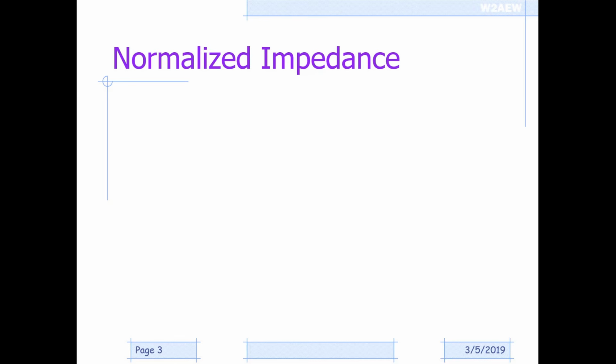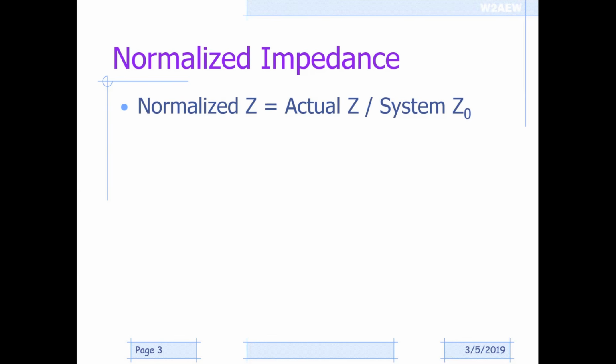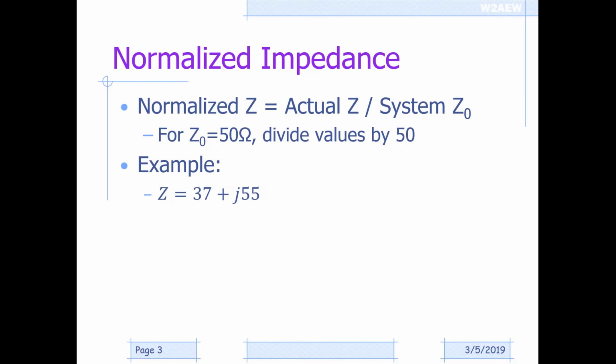First thing we need to talk about is normalized impedance. The complex impedance that we plot on the Smith chart is done with what we call normalized impedance. Normalized impedance is when we take the actual measured impedance and divide it by the system impedance. In most cases, that system impedance, or Z0, is 50 ohms. So we're essentially going to divide all the values by 50 ohms. So in the case of a complex impedance value of 37 plus j55, we divide both of those values by 50 to get our normalized impedance, and we'll call that Z prime. So in this case, Z prime would be 0.74 plus j1.1.